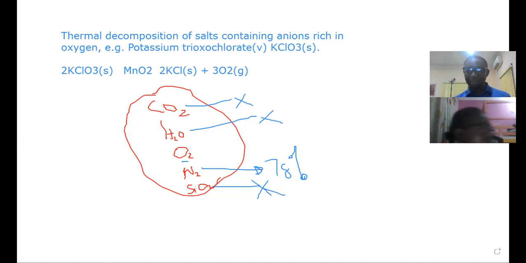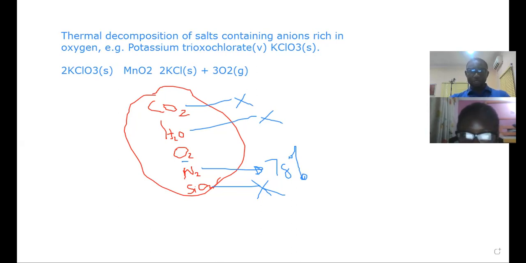Now, this separating technique is called fractional distillation. We understood fractional distillation before when it comes to petroleum. Now, this liquefied oxygen is stored in cylinders, most times for medical use, especially for people that have breathing issues. They use it for medical and industrial uses. So this is how oxygen is made from liquefied air.